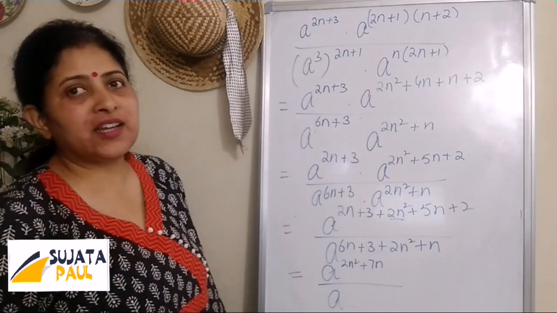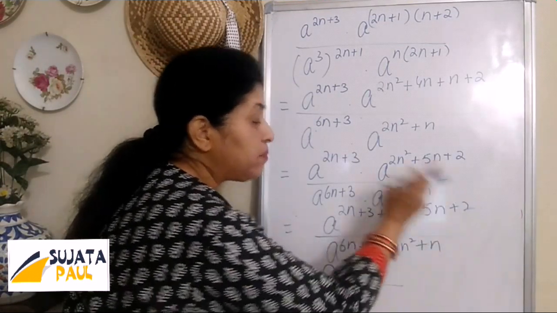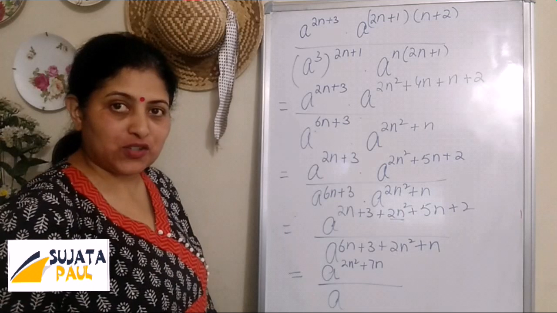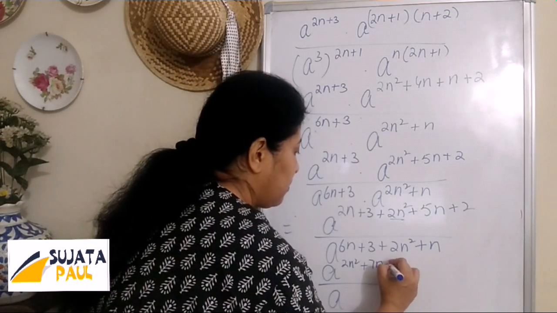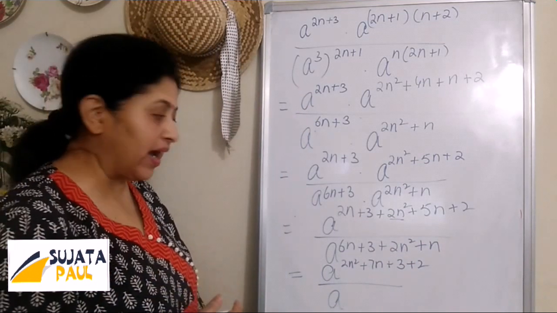I'm leaving this plus 3 and plus 2. I'll tell you why. Because I have a plus 3 here and a plus 3 here. But I have a plus 2 here only and I don't have a plus 2 here. So I write this as plus 3 and plus 2. You'll just understand why I did that.